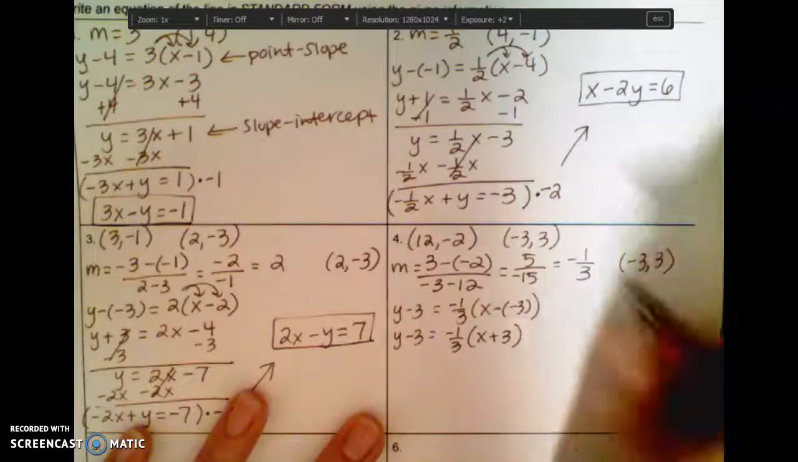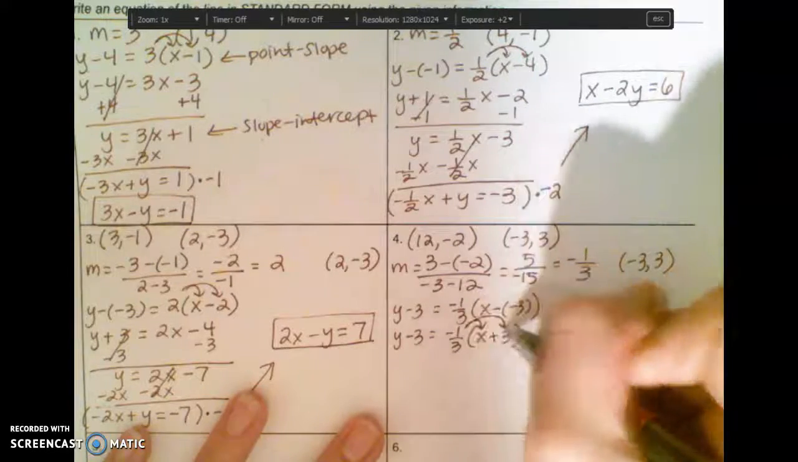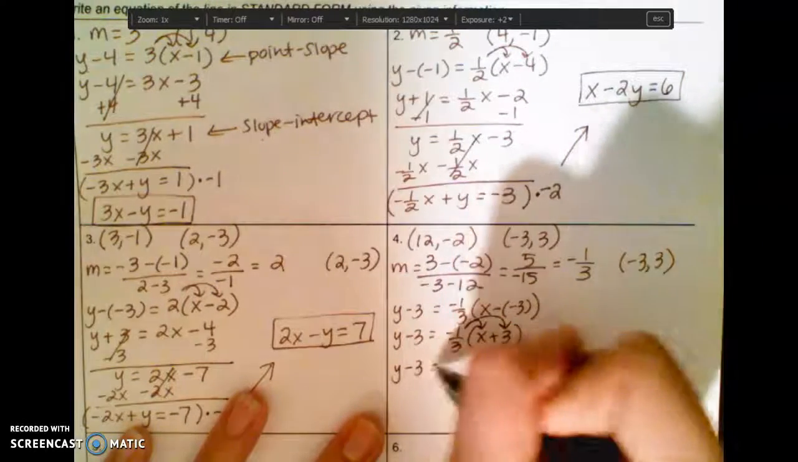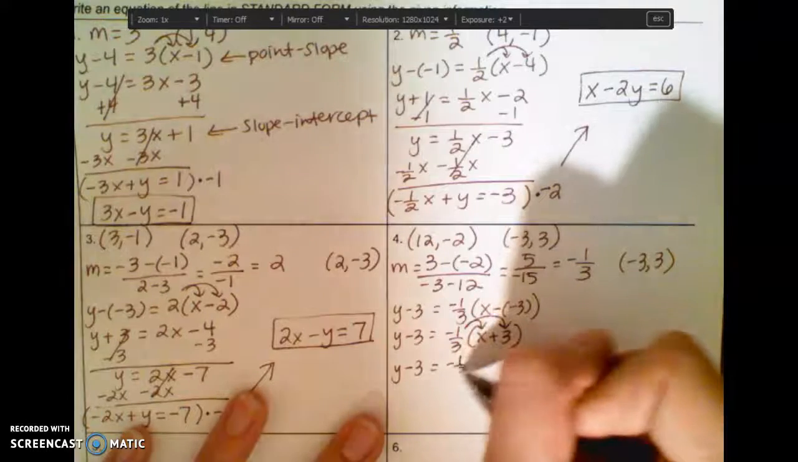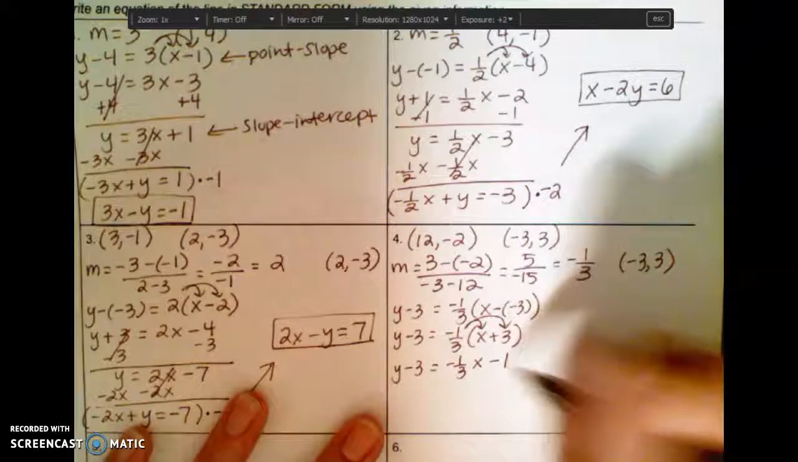It's in point slope. We want standard form. So let's start by distributing. And that'll give us y minus 3 equals negative 1/3 x minus 1.